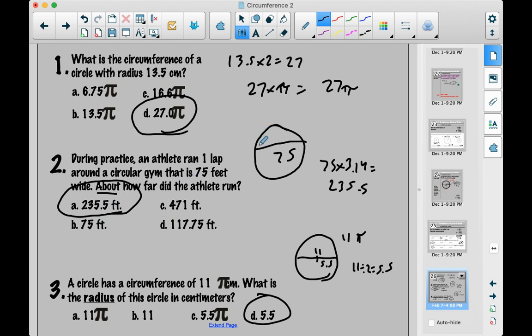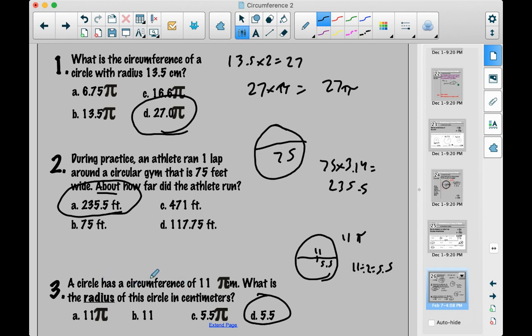Okay. So I want to know how far he ran. That's the circumference. So I take the diameter of 75, multiply by 3.14, and that'll tell me the circumference. When I do that, I get 235.5. So he ran about 235.5 feet.